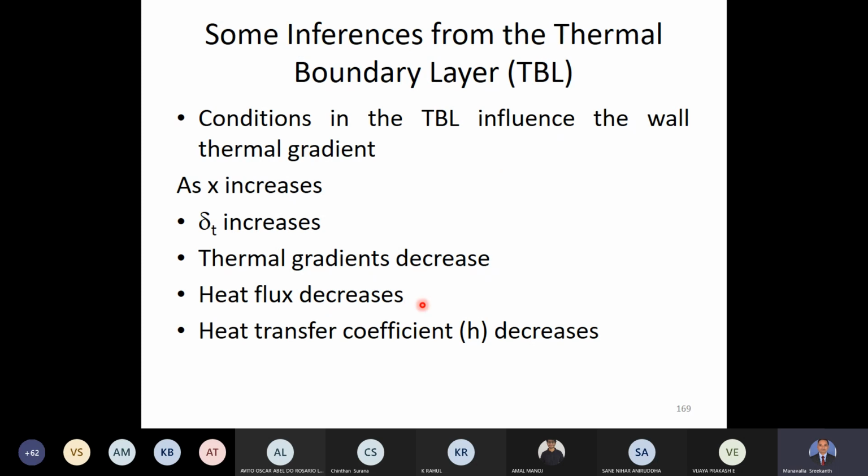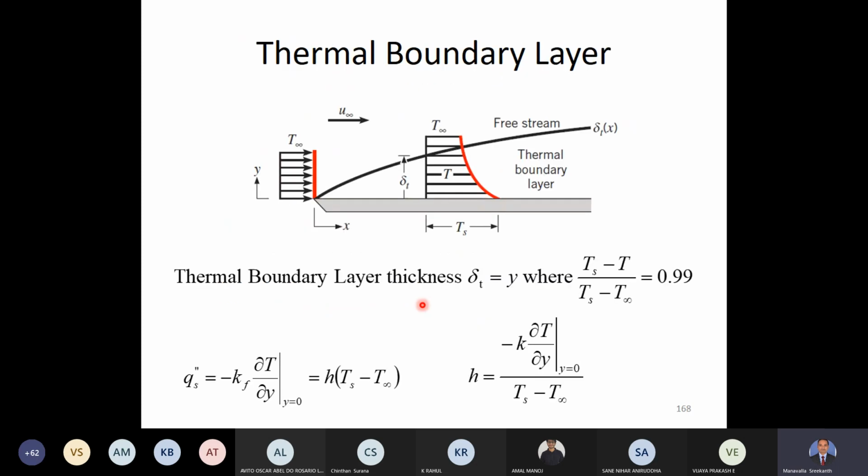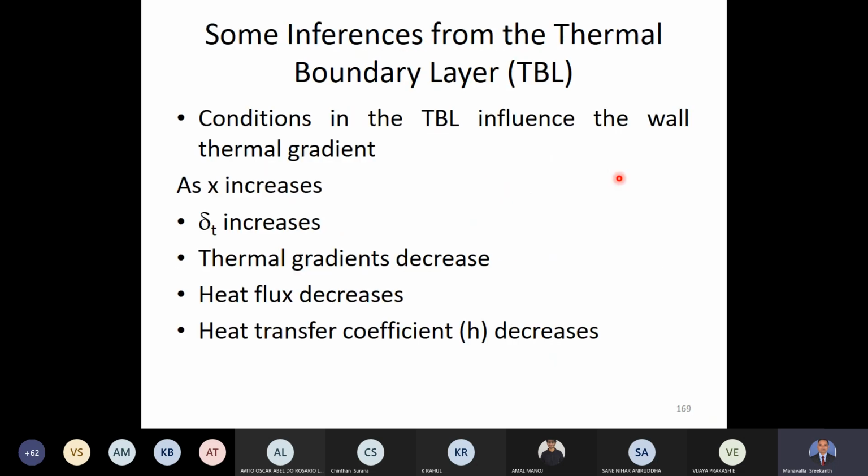Heat flux decreases. That means as you go away from the edge, as you move in the x direction, the heat flux and thereby the amount of heat transferred also will decrease. That means most of the heat is transferred in this region, whereas the amount of heat transferred in this region is becoming lesser and lesser. And heat transfer coefficient decreases. Because the heat flux is decreasing, heat transfer is decreasing, and therefore the heat transfer coefficient also decreases.